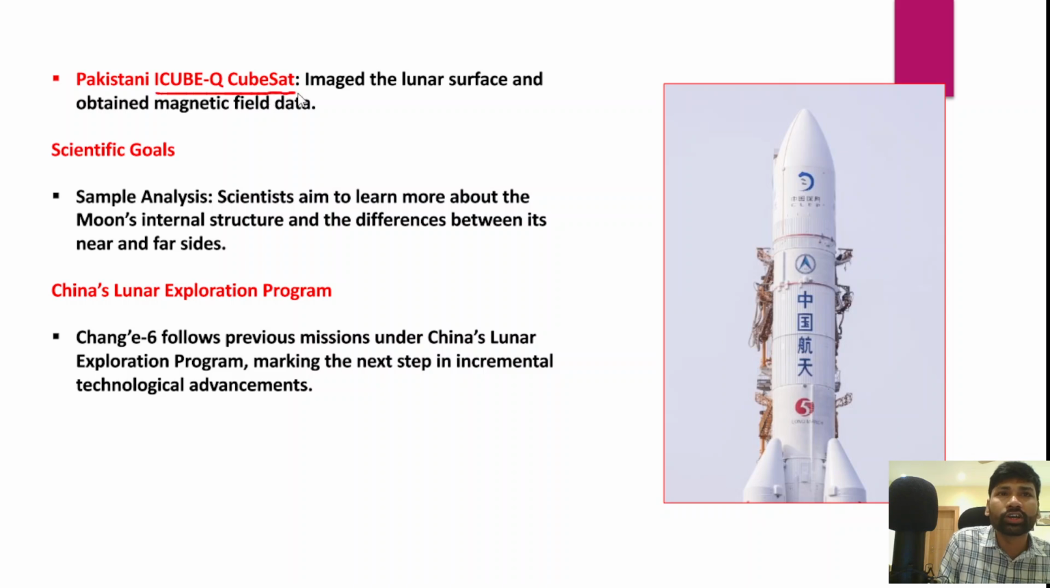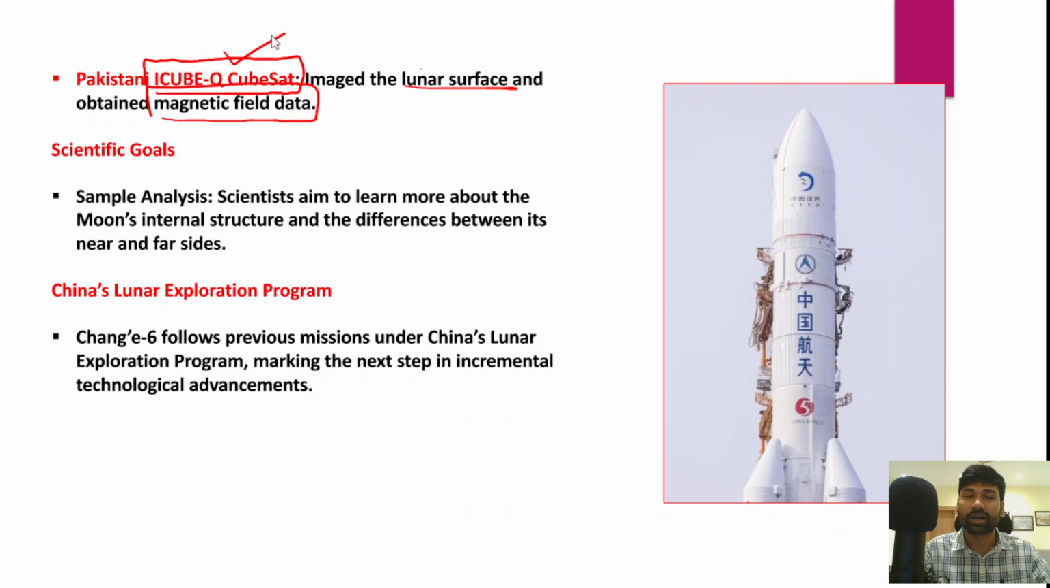The Pakistani ICUBE-Q CubeSat imaged the lunar surface and obtained magnetic field data. In fact, China sent one of Pakistan's probes, that is an orbiter, to the moon. So it is the first lunar mission of Pakistan, with the aid of China.